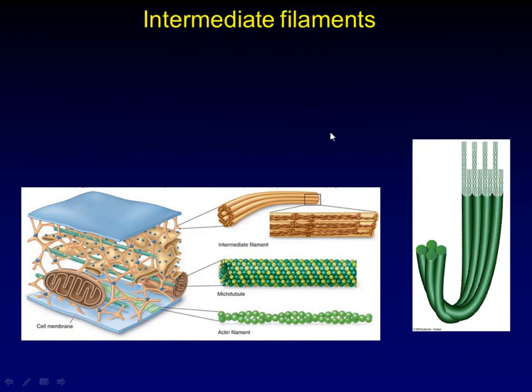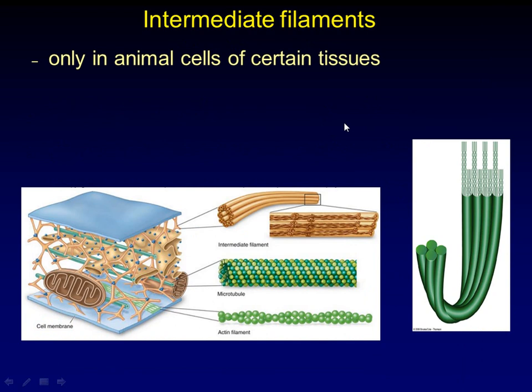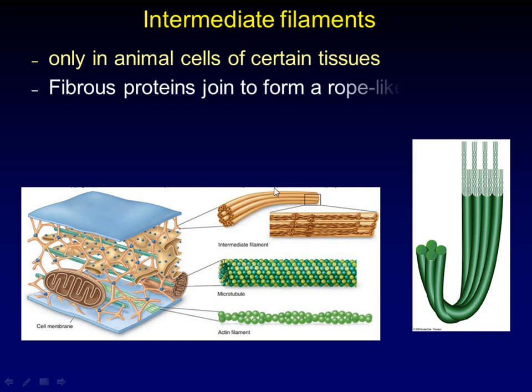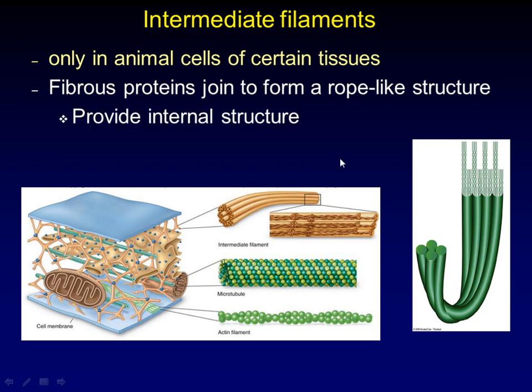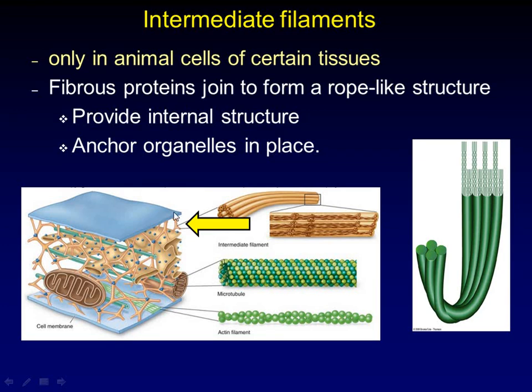The intermediate filaments are only found in certain tissues of animals. That's this one right here. It looks very much like a rope. These are fibrous proteins that are joined to form this rope-like structure. It gives the cell some internal structure, and you can see right here that it's anchoring the organelles in place. These intermediate filaments are anchoring the organelles.